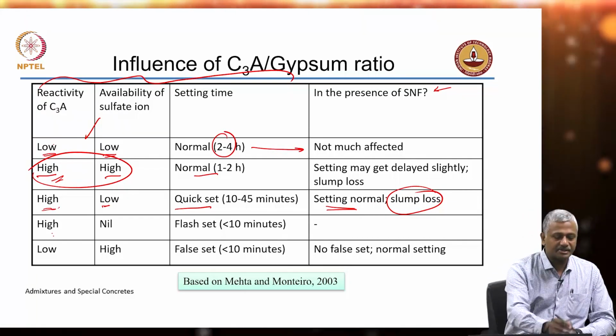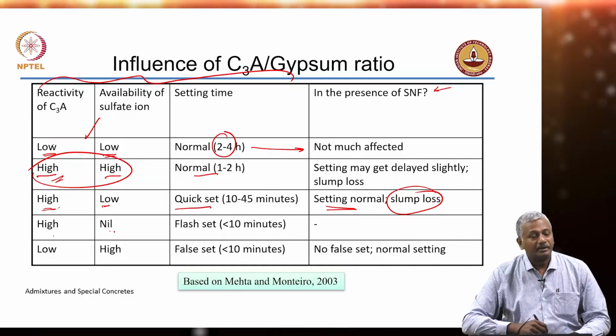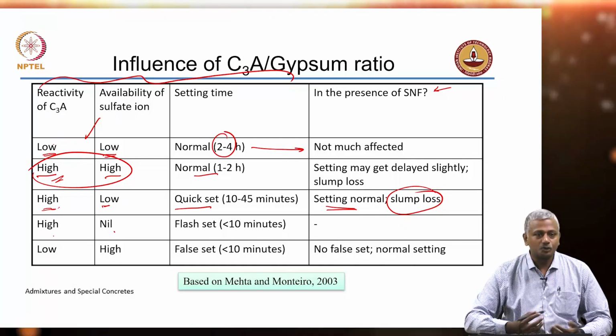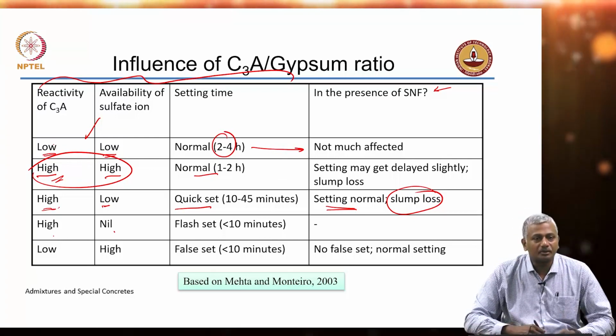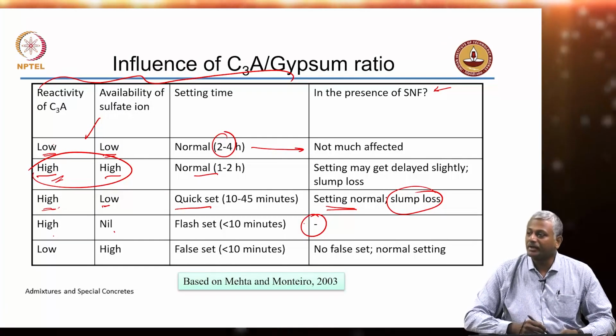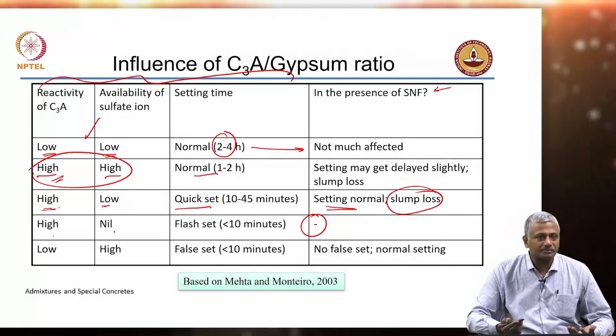Of course, when C3A is high and availability of sulfate is nil, that means no gypsum is added in the system, you get flash setting. Now, there is no point in analyzing this because it is not going to happen.